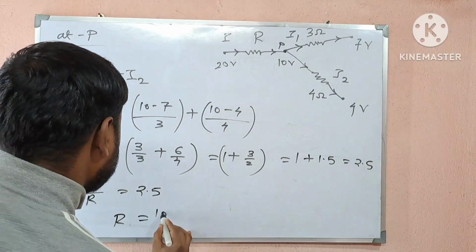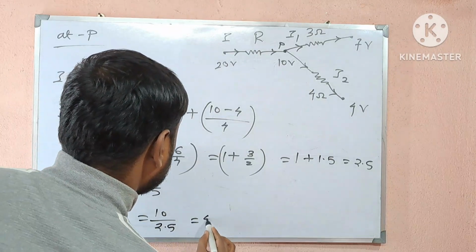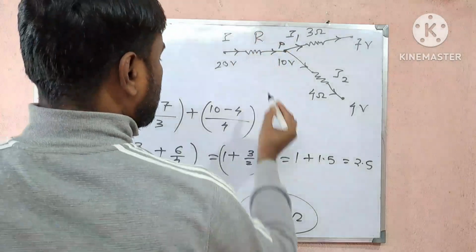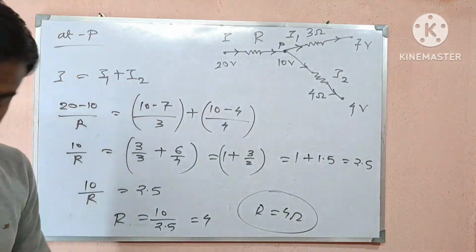So R will be 10 divided by 2.5. That means 4. So R equal to 4 ohm. So the value of this resistor is 4 ohm.